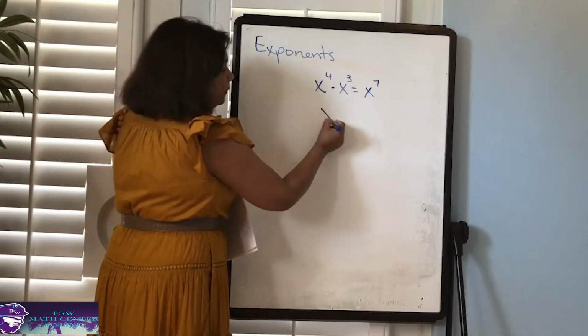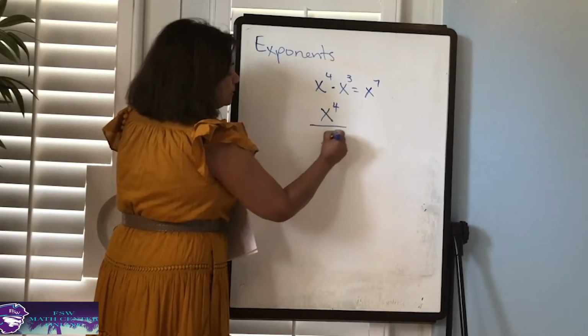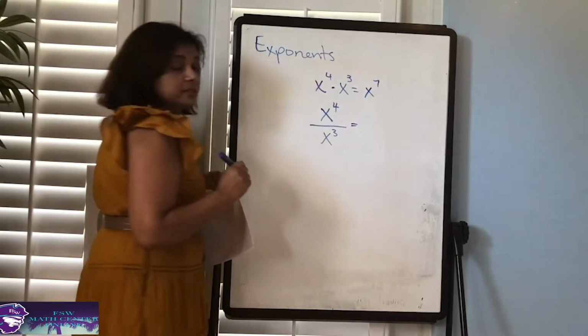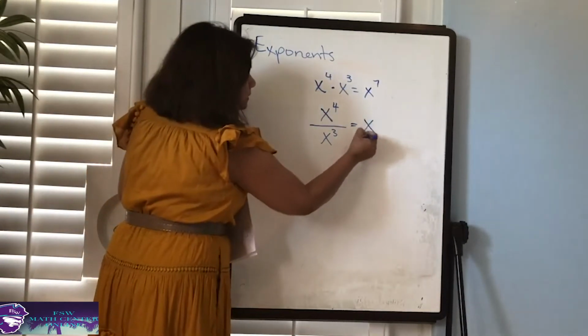If it's a division problem, let's say it's x to the fourth over x to the third. Now you're going to subtract your exponent. So 4 minus 3 is going to leave you with x to the first.